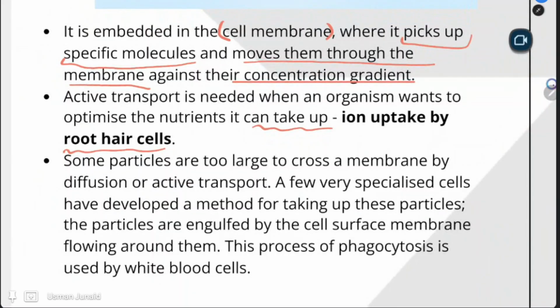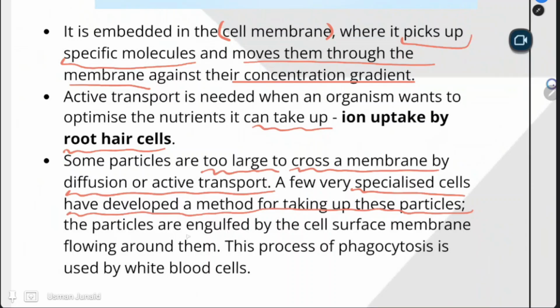Another reason active transport is used is that some particles are too large. They are too large in size to cross the membrane by diffusion or active transport. So some specialized cells have developed a method of taking up these particles, and they are engulfed by the cell surface membrane flowing around them. This process is called phagocytosis and is used by white blood cells.